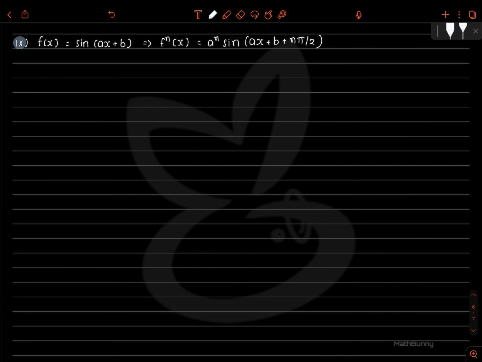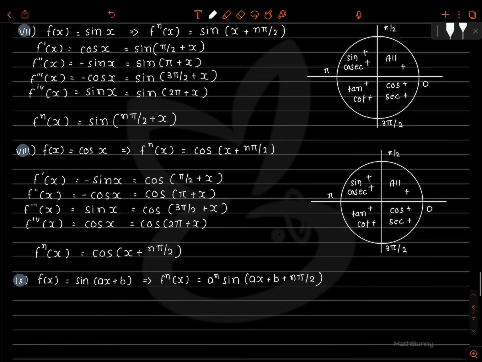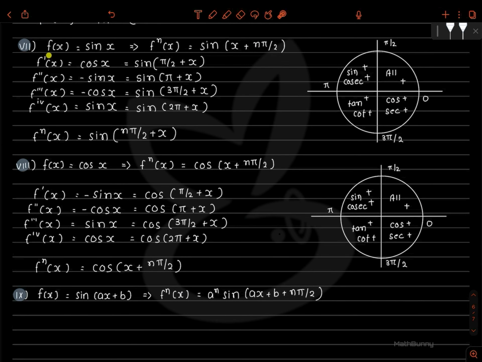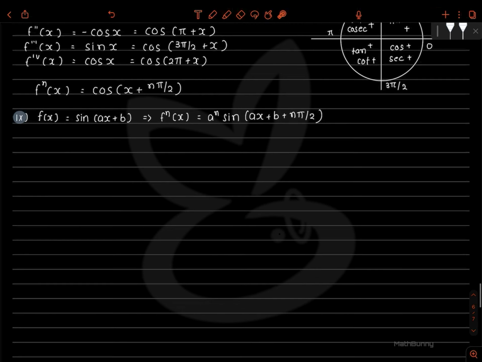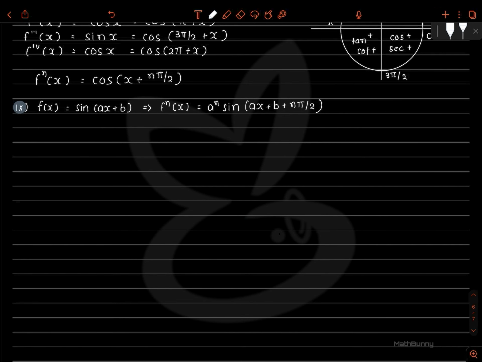The next function is f of x is equal to sin(ax + b). From the previous function, f of x is equal to sin x, we know how sine works and how we can differentiate sine. For every differentiation, we just have to add pi by 2 and the differentiation is done for the particular function sine. Right? Here, only one step is extra.